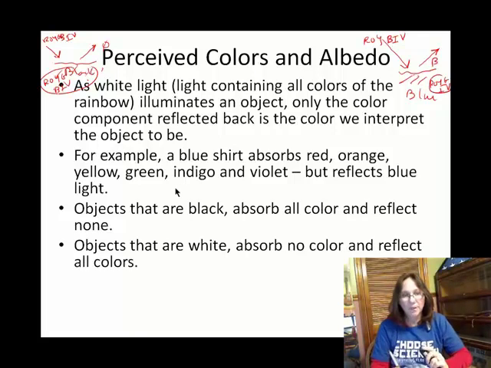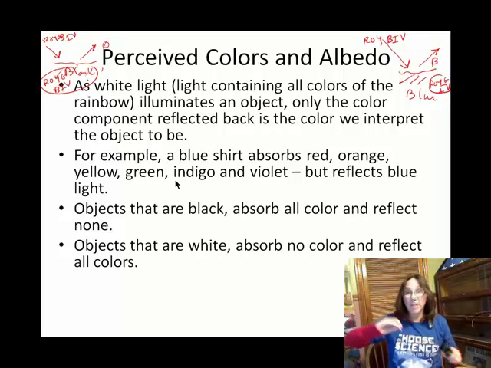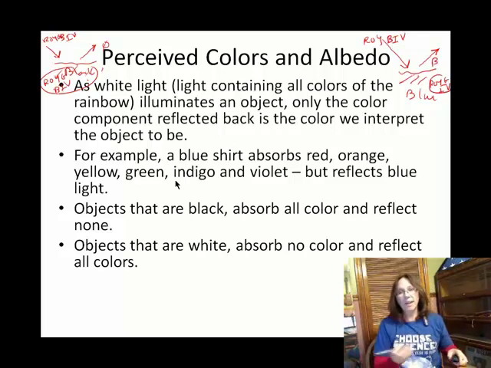All right. Objects that are white, like I said earlier, are white because all colors of light are being redirected or scattered off of that object, and they're recombining to make it appear as if it's white.